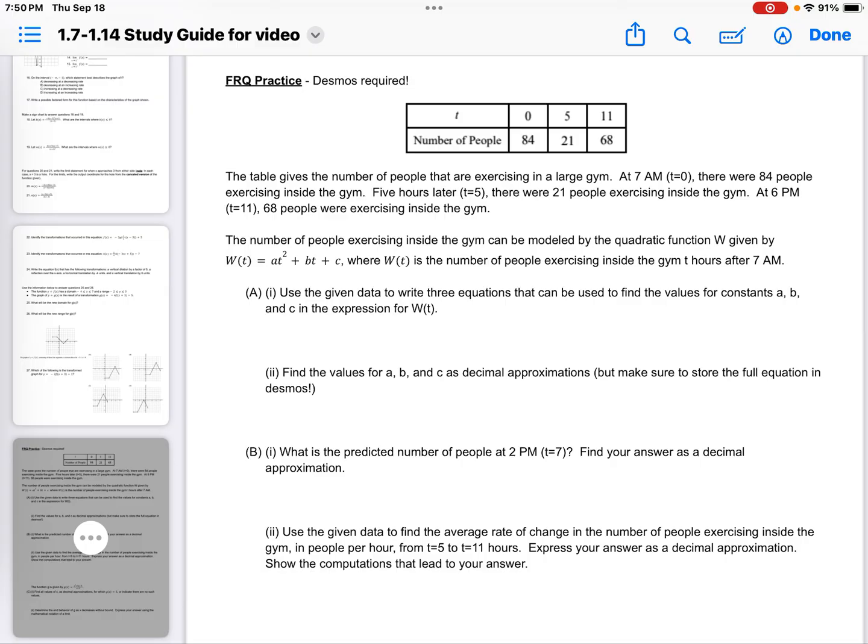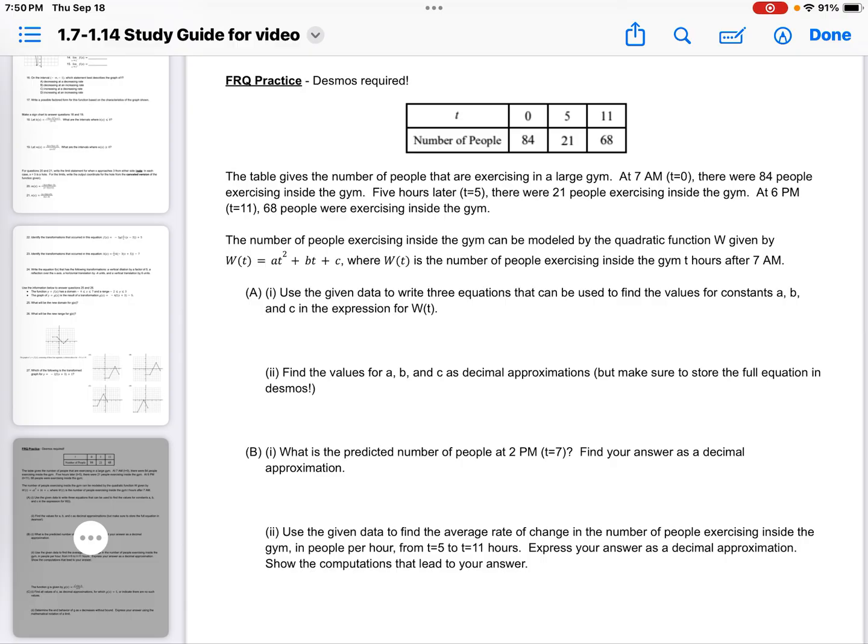All right, so let's first figure out what's going on here. It says the table gives the number of people that are exercising in a large gym. At 7 a.m., which is time t equals 0, there were 84 people exercising in the gym. 5 hours later, at t equals 5, there were 21 people exercising inside the gym. At 6 p.m., t equals 11, there were 68 people exercising in the gym.